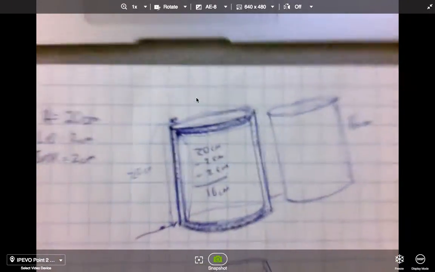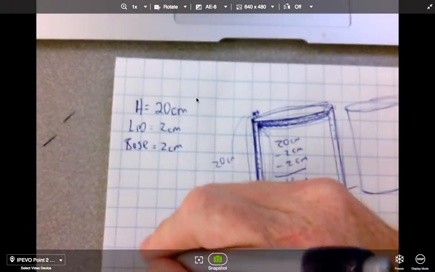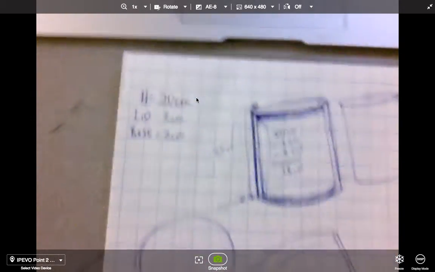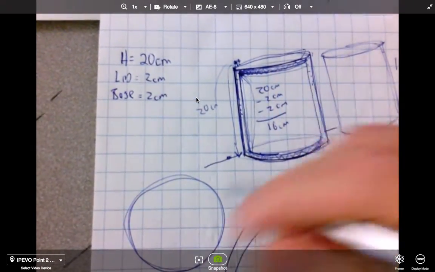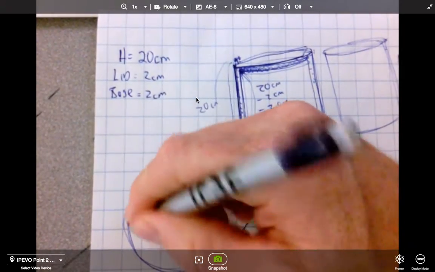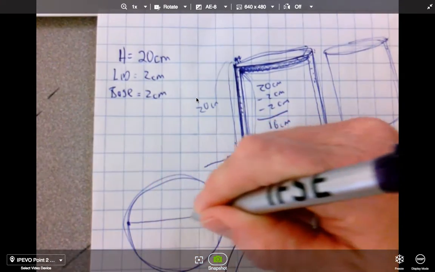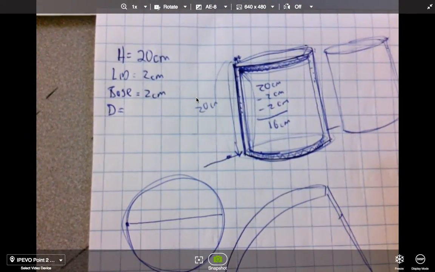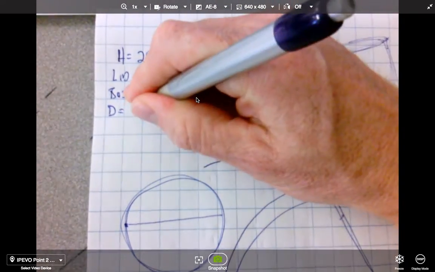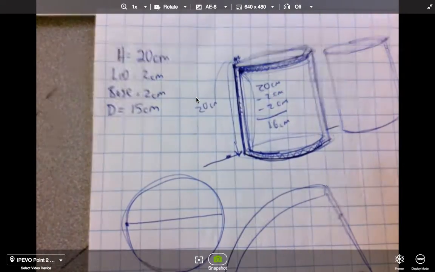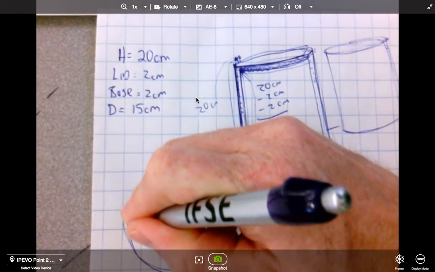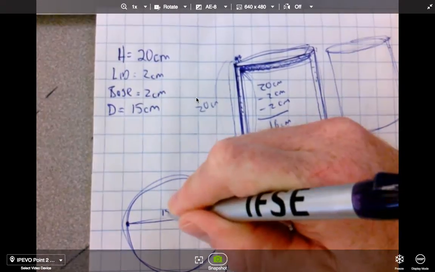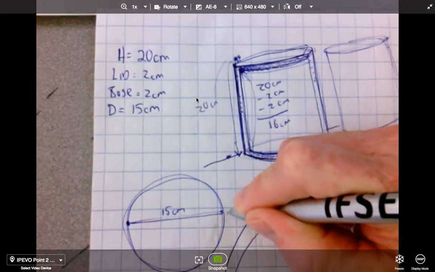Now let's say this same ant, we're going to do a bird's eye view. The same ant is on the top, and the same ant was to crawl on a tightrope across the cylinder. And let's say that the diameter of the cylinder is 15 centimeters. It would crawl on a tightrope from here all the way across the other side. It would move 15 centimeters to get to the other side.